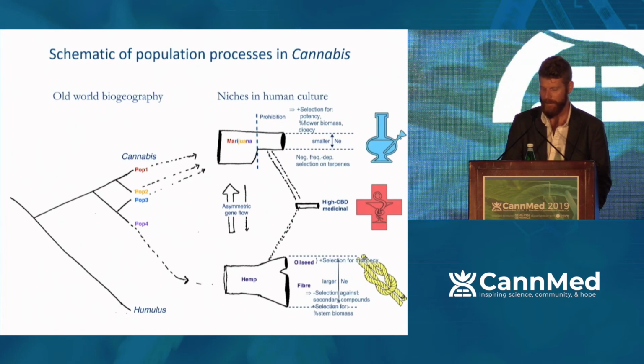This is a schematic of my mental model of population dynamics in cannabis. The right-hand side illustrates the domestication process, which we have covered. And I'm also interested in the global patterns of biogeography and dispersal. I'll conclude my talk today with some preliminary analyses of Old World biogeography.